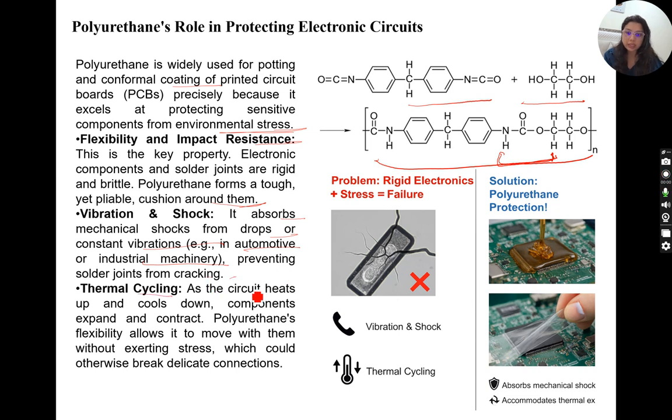Last, thermal cycling. As the circuit heats up and cools down, components expand and contract. Polyurethane's flexibility allows it to move with them without exerting stress, which could otherwise break delicate connections. That is why polyurethane can be used in electronic circuits like this. Based on these properties, we are going to take some questions related to polyurethane and its different applications.